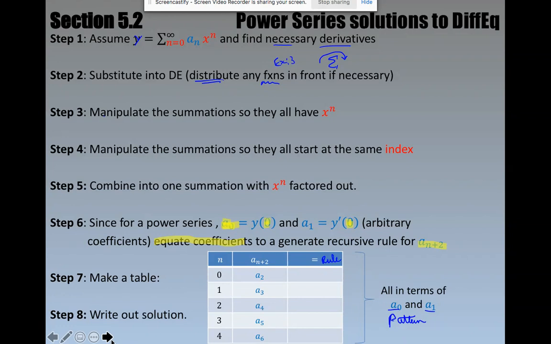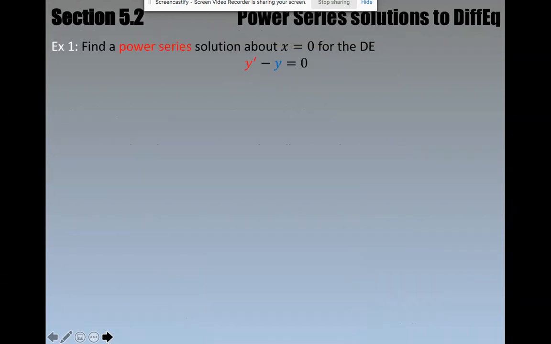All right, so let's do one. I want a power series solution, no shift on x, for the differential equation. So remember, step one is you're going to assume the solution is in this form.